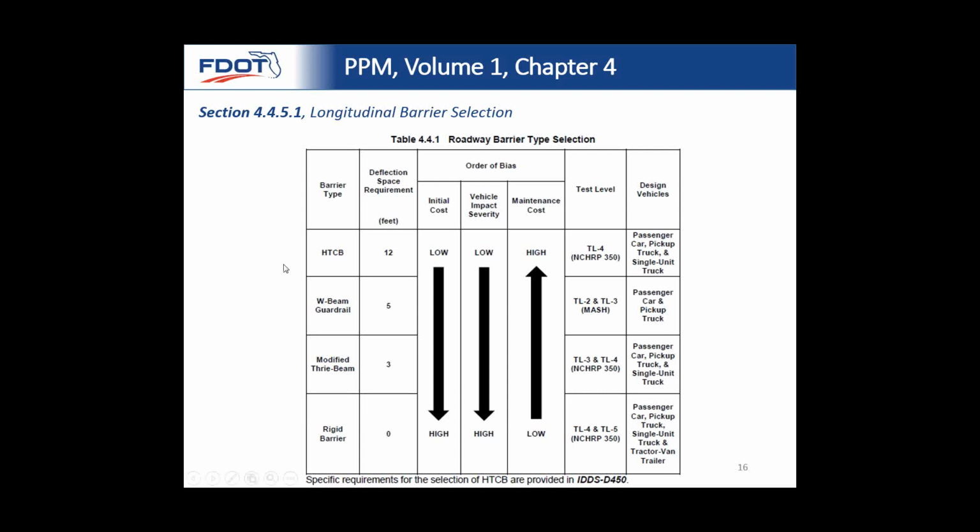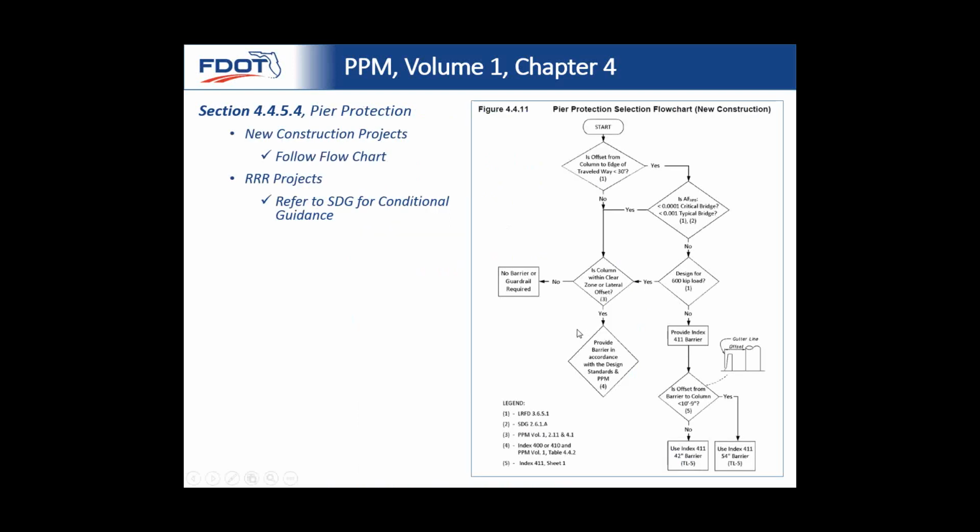In this table, we've included our flexible high-tension cable barrier system, our semi-rigid W-beam and modified thrie beam, and our rigid barrier system. It provides deflection requirements and these kind of orders of magnitude that allow the designer to relatively know how these systems match up in terms of cost, impact severity, maintenance costs, also what the test levels are for them, and what vehicles those types of systems are designed to handle.